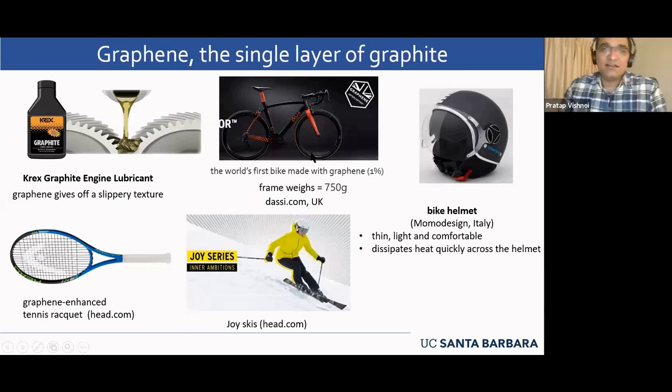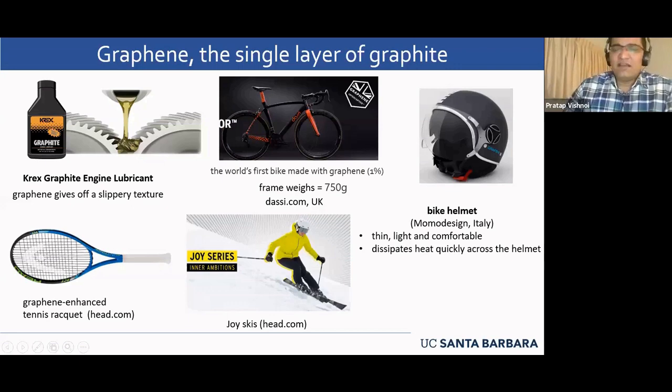A company called Desi.com in the United Kingdom is selling cycles whose frame has 1% graphene in it, and they say the frame weight is about 750 grams. That's quite low. And then there's a company called Head.com making tennis rackets with graphene in the handle. I didn't really read the reviews, but it's said to be very nice. The same company is also making skis for ladies, but I don't know why this company is not making skis for boys. They're only making them for girls.